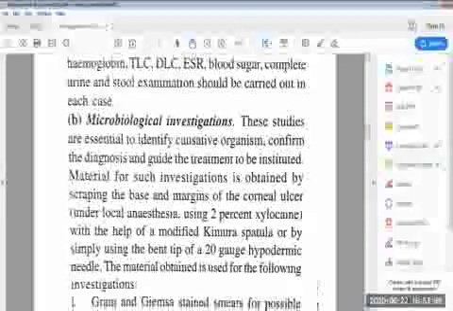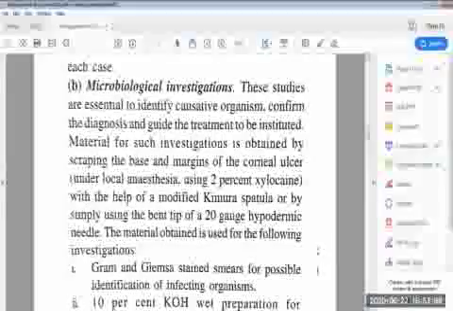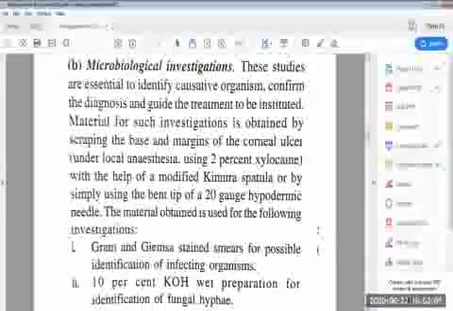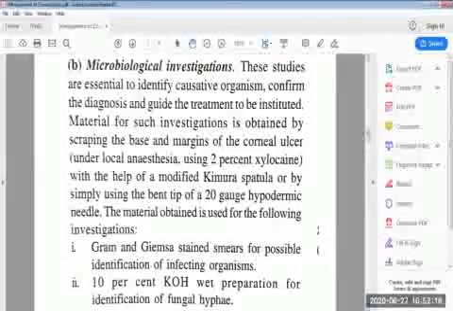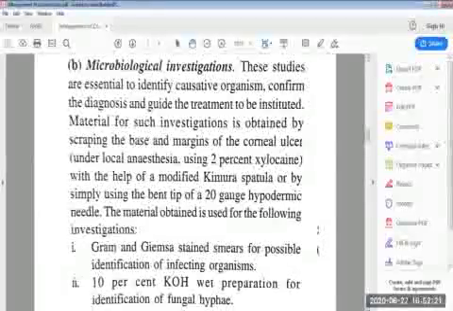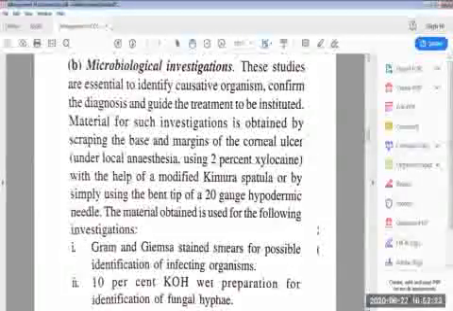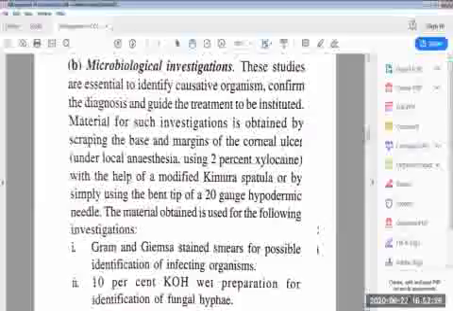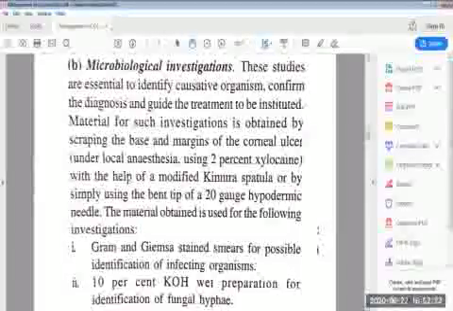Then the microbiological investigations should be done. These studies are essential to identify the causative organism, confirm the diagnosis, and guide the treatment to be instituted. Materials for such investigations are obtained by scraping the base and margins of the corneal ulcer under local anesthesia using 2% xylocaine, with the help of a modified Kimura spatula or by simply using the bent tip of a 20-gauge hypodermic needle.